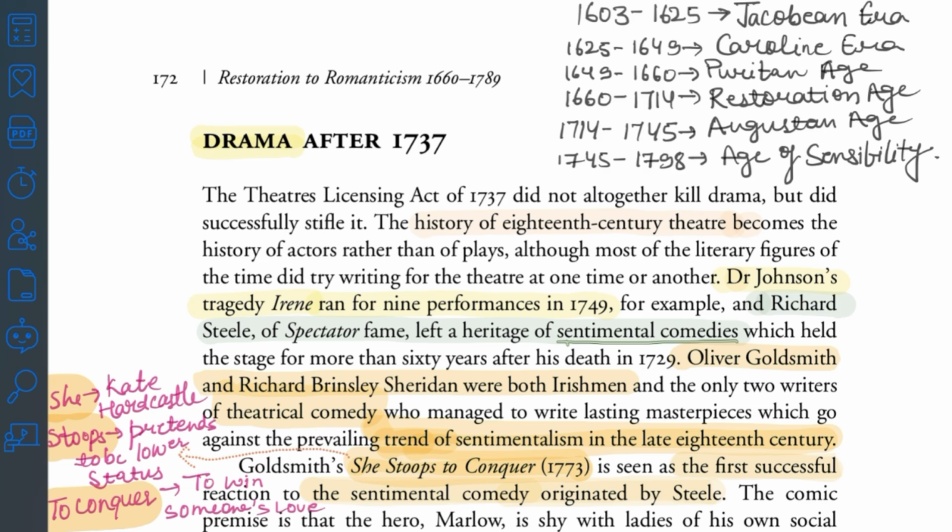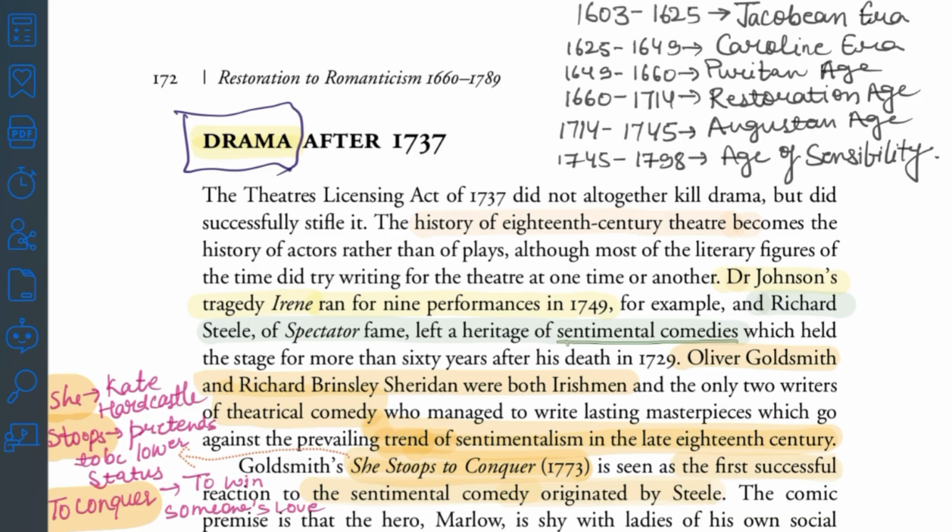Just understand how you should read this book and how to deal with the key facts so that you will successfully reproduce the facts in the exam. And if you are writing in postgraduation also, you should be able to write a good answer. History of drama is very important, and in the UGC NET syllabus you will see drama as the main section. So it's written: drama after 1737.